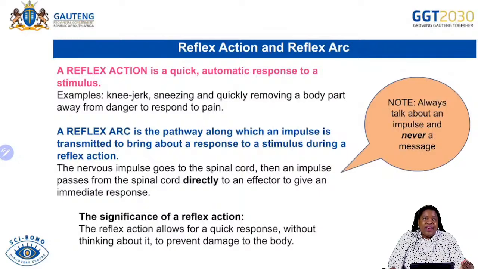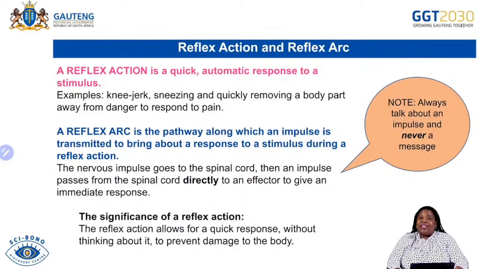We also have an example whereby you can remove a body part away from danger. Like we have given an example where you put your hands on fire or on a hot substance. What is going to happen? Obviously, you're going to remove it so that you don't feel that pain. Or if you feel the pain at that time, the pain is going to be lessened. But imagine leaving your hand to burn. Then it means something is wrong with your nerves. Okay? So reflex action is a quick, automatic response to stimulus.